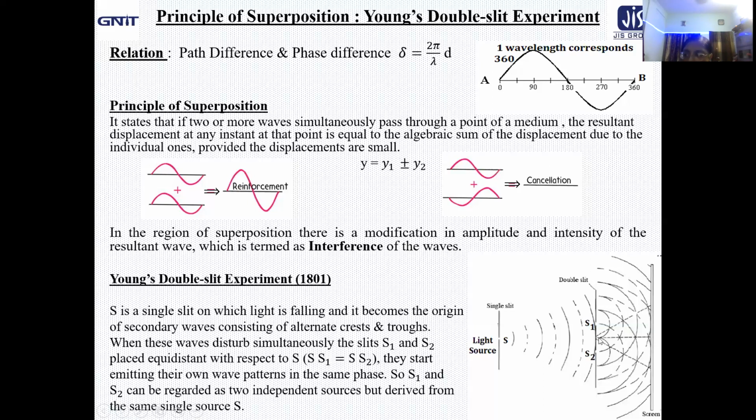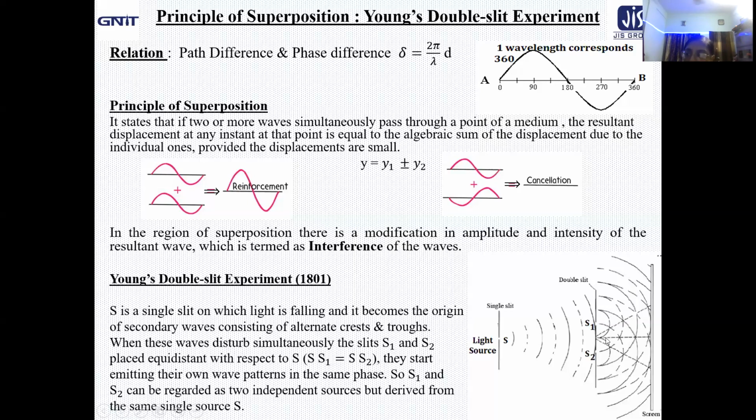Why will it happen so? Just take a look. At these points, the crest of S1 and the crest of S2 are superposing. At this point, the trough of S1 and the trough of S2 are superposing. At this point, again, the crest of S1 is superposing with the crest of S2. At this point, the two troughs are superposing. That means at all these points along this line, two sets of wavefronts are meeting in the same phase.